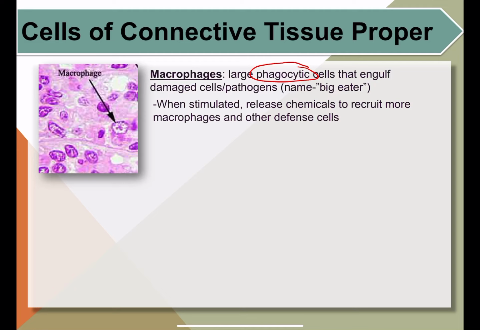Now, when stimulated, they will release chemicals to recruit more macrophages or other types of defense cells to help with the battle and the fight. We understand that bacteria or other types of pathogens reproduce pretty quickly, at an exponential rate. So just one or two macrophages is not enough for the fight, and that's why they release chemicals to scream for help from other parts of the immune system as well.